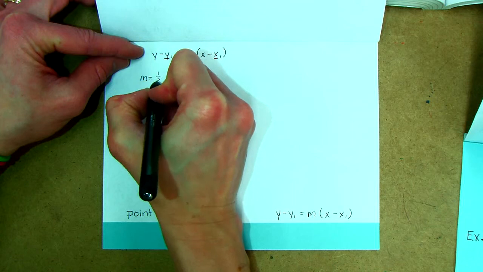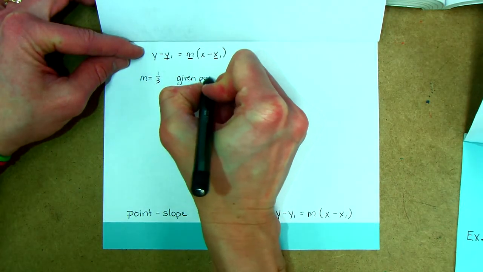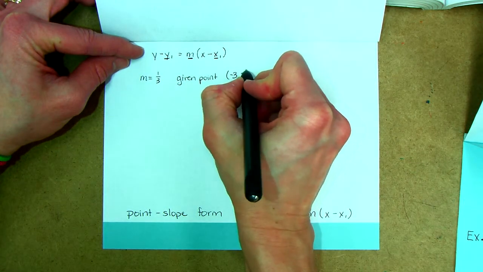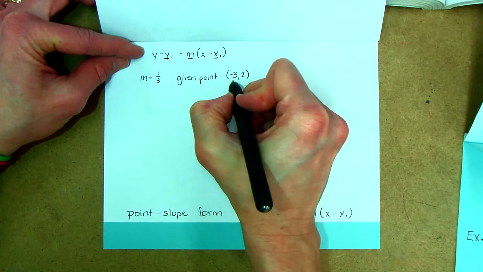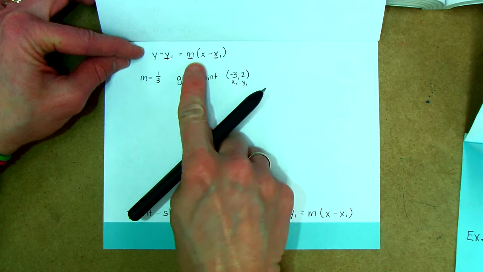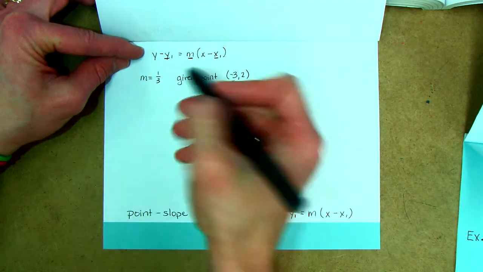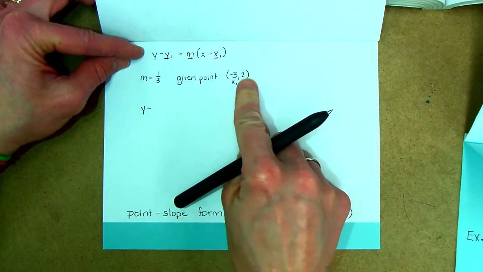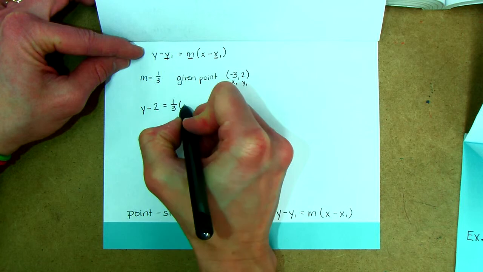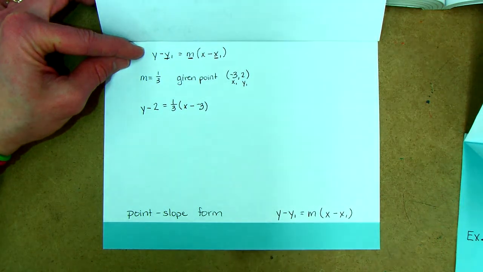All right, I'm going to give you a point. I'm going to give you -3, 2. Now when they give you a point, this is your x1 and this is your y1. So we're going to take these values and we're going to replace them in that equation with those numbers. So take a look. I have y minus y1, which is 2, equals our slope, 1/3, parentheses, x minus x1, which is -3. Well, what happens when I have minus a -3? That actually becomes plus. So that is point-slope form.